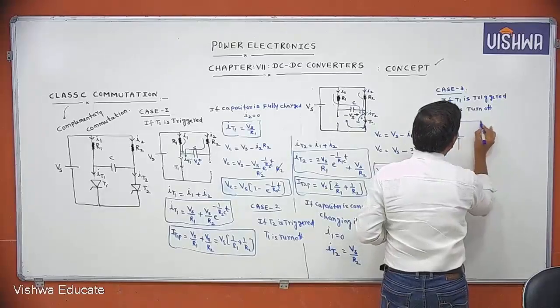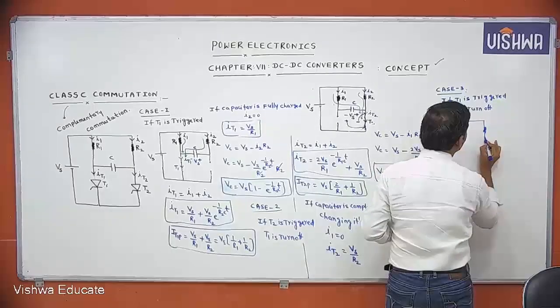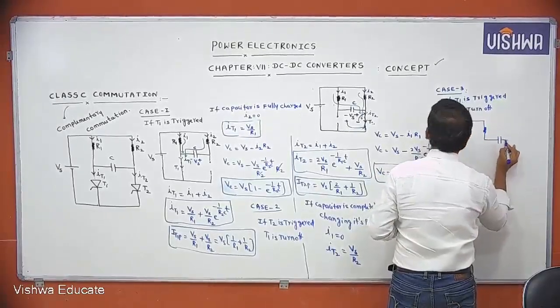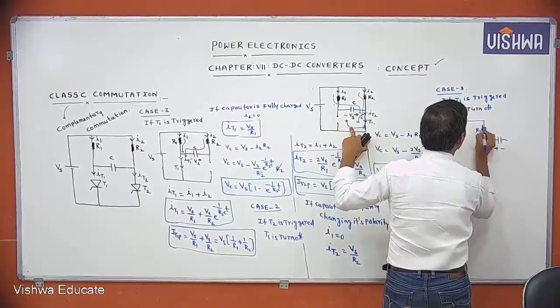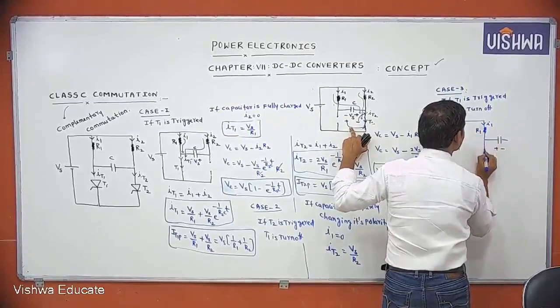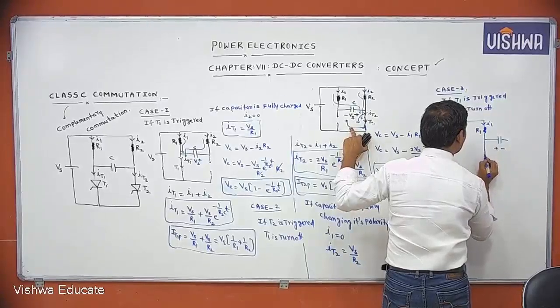What is the equivalent circuit? Now which device is conducting? T1. What is the polarity after completing case 2? Plus minus. This is R1, this is I1. Now T1 is conducting.